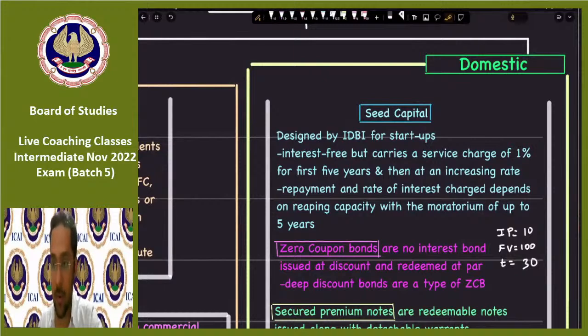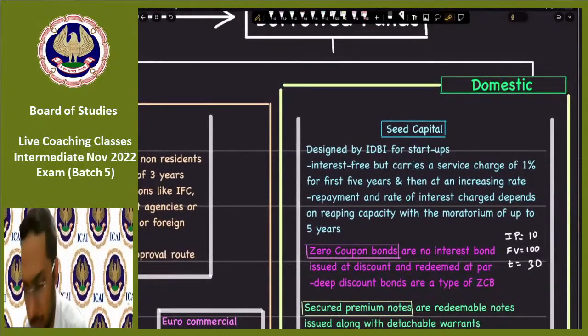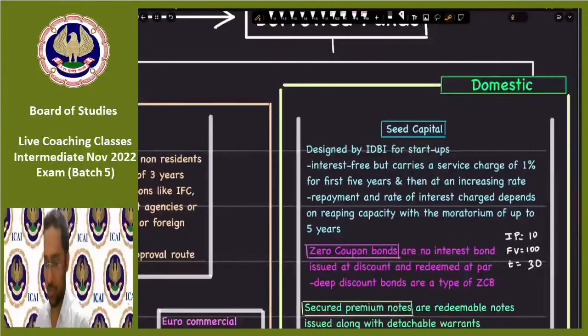Radhika, chapter 2 finish? No, Radhika, we won't be able to finish this chapter. We'll spill it over to the next session. As far as possible, we'll try to cover. Whatever is left out, we will take over to the next session.